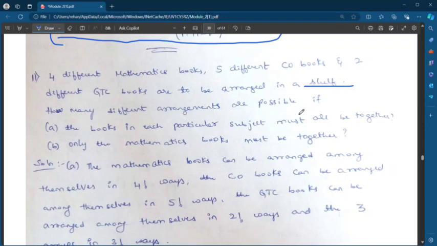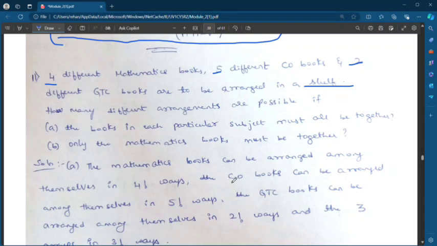How many different arrangements are possible if the books in each particular subject must all be together? Only the mathematics books must be together. So now see here, there are 4 mathematics books, 5 CO books, and 2 GDC books. So the first thing they are saying is that each particular subject must be together.